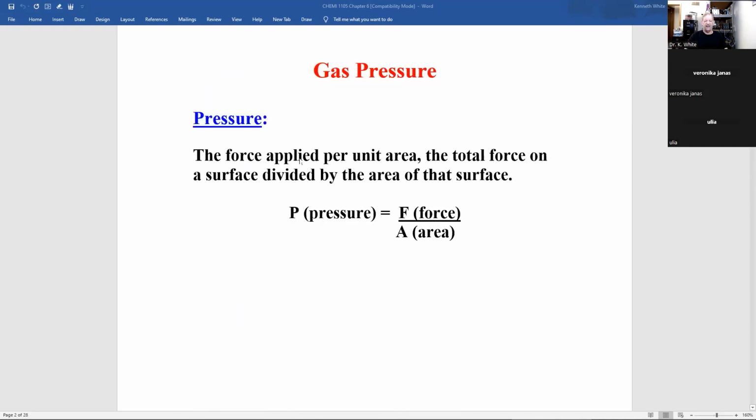And the first one I'd like to talk about is gas pressure. Now, switching to the slide. What's pressure? Well, that's the force applied per unit area. Another way of saying it is the total force on a surface divided by the area of that surface, and we call that pressure. I will never, ever ask you to use this formula. I don't use it, but I know it.